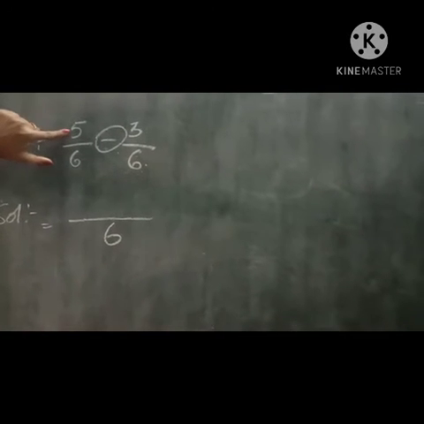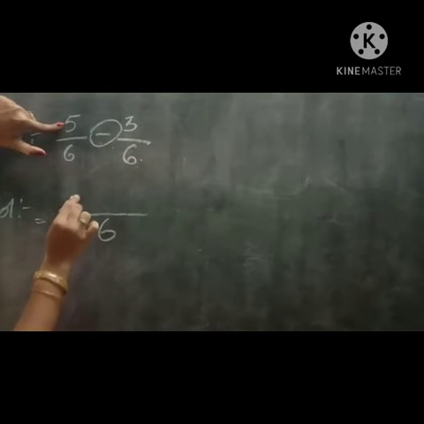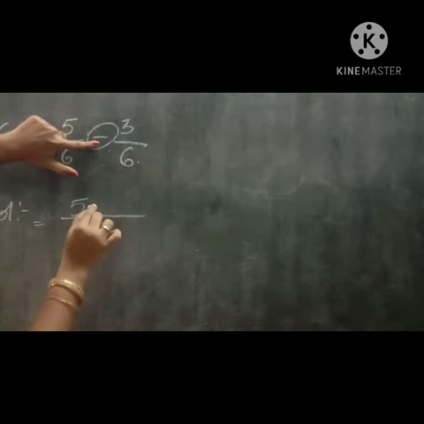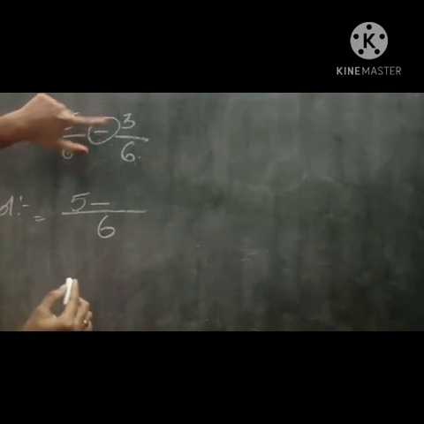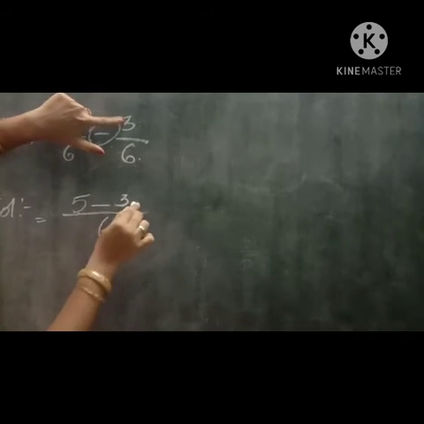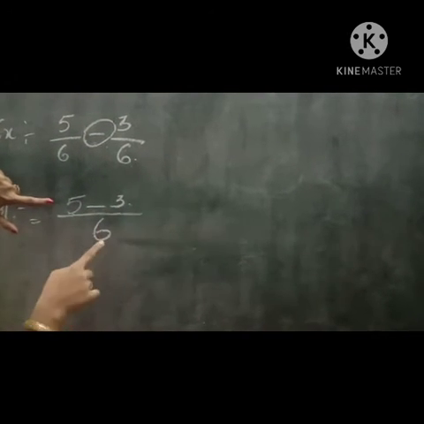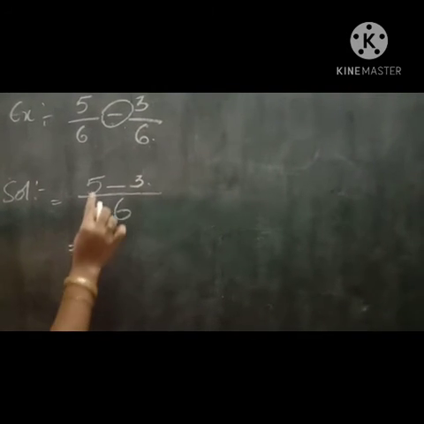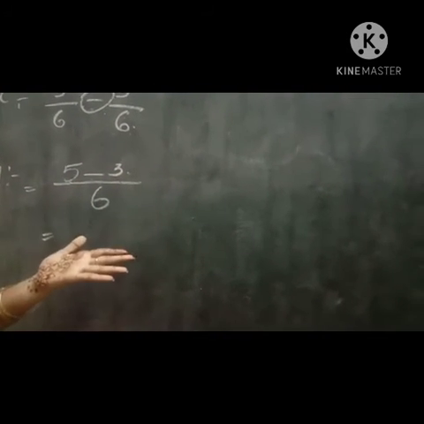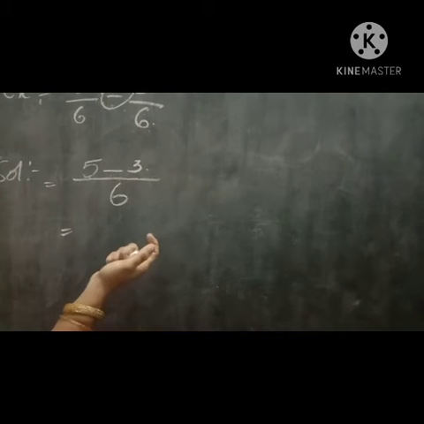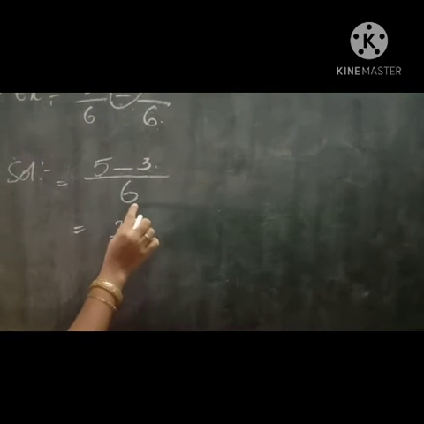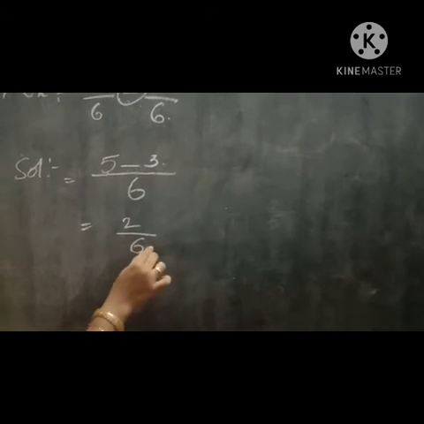Next, what are the numerator numbers? First one is 5. Again we have to keep the symbol. Now what is this symbol? Yes, minus symbol, subtraction symbol. Next one is 3. 5 minus 3 by 6. 5 minus 3 means how much? Take the 5 fingers and close 3. How many are there? 2. 2 by, what is this number? 6.